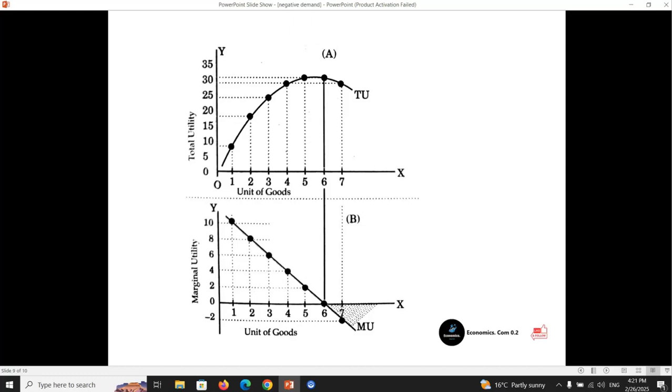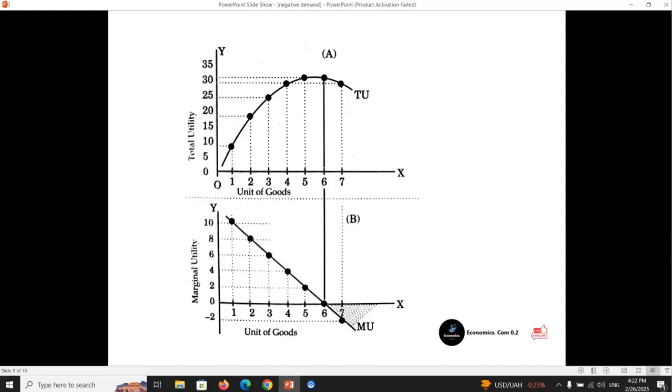The graph consists of two parts. Graph A is total utility and graph B is marginal utility. In graph A, the y-axis represents the total satisfaction and the x-axis represents the number of units. Initially, total utility increases at a decreasing rate and reaches its peak at the 6th unit consumed. After the 6th unit, the total utility starts to decline, meaning that consuming more leads to dissatisfaction.